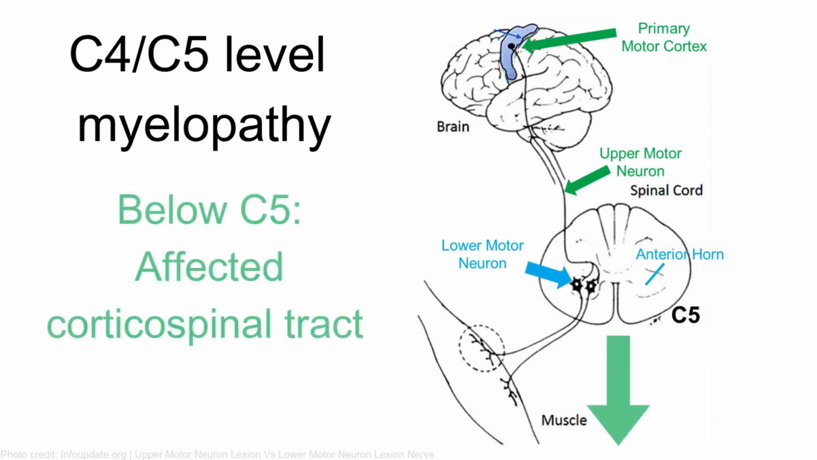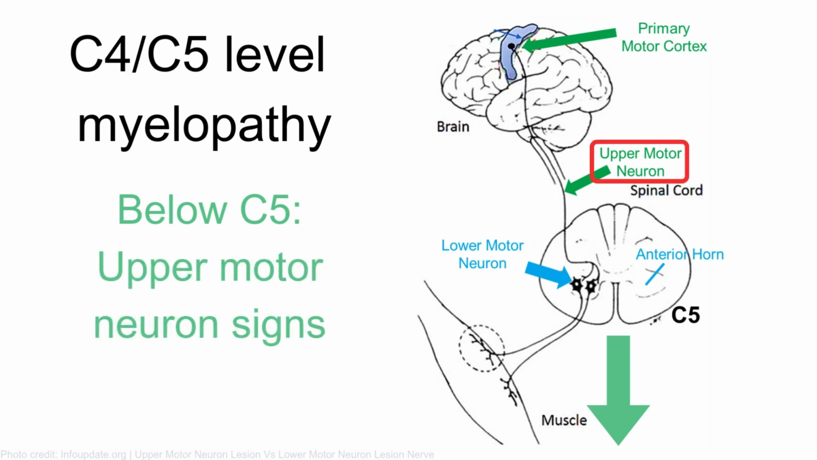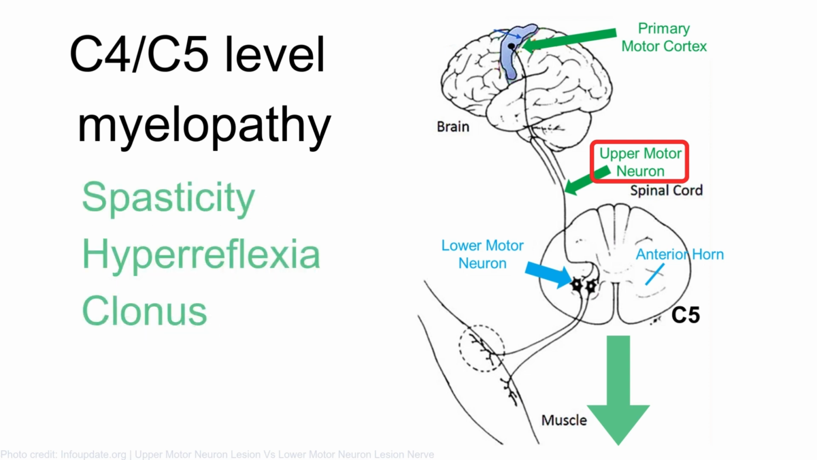Now, below C5, the descending tracts, especially the corticospinal tract, are affected. Since these are upper motor neuron fibers, we begin to see upper motor neuron signs. So, you'll start noticing spasticity, hyperreflexia, and clonus. The triceps reflex might be exaggerated, and you might even find clonus at the patella and ankle.